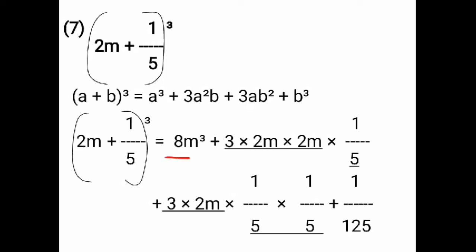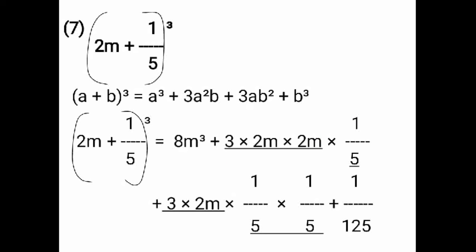Here a cube part and b cube part I have already solved. Now you have to solve 3a square b plus 3ab square. 3 twos are 6. 6 twos are 12. 12 ones are 12. m into m is m square. In the denominator, what do you have? 5. That is 12m square upon 5.